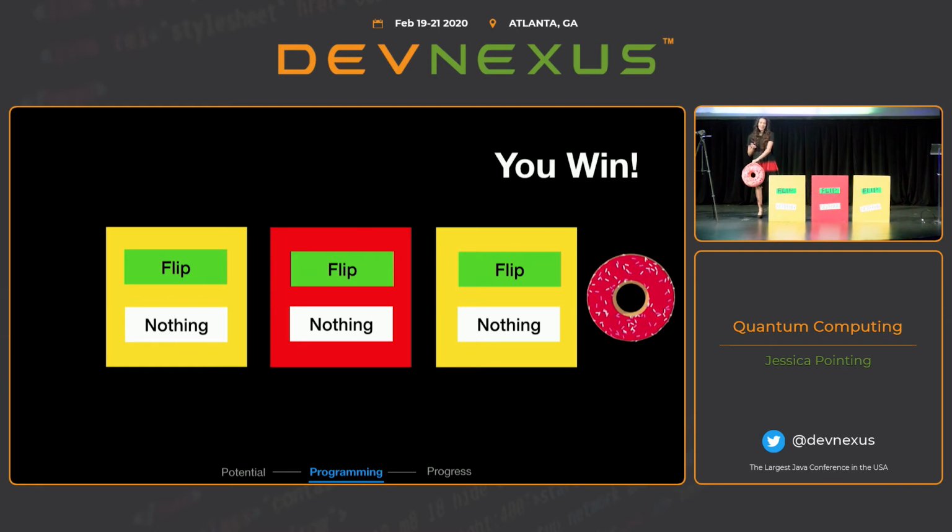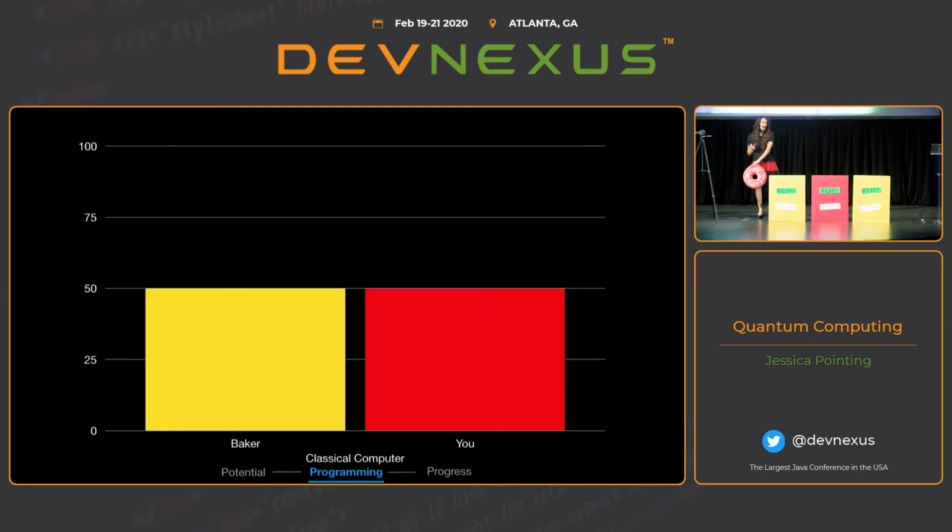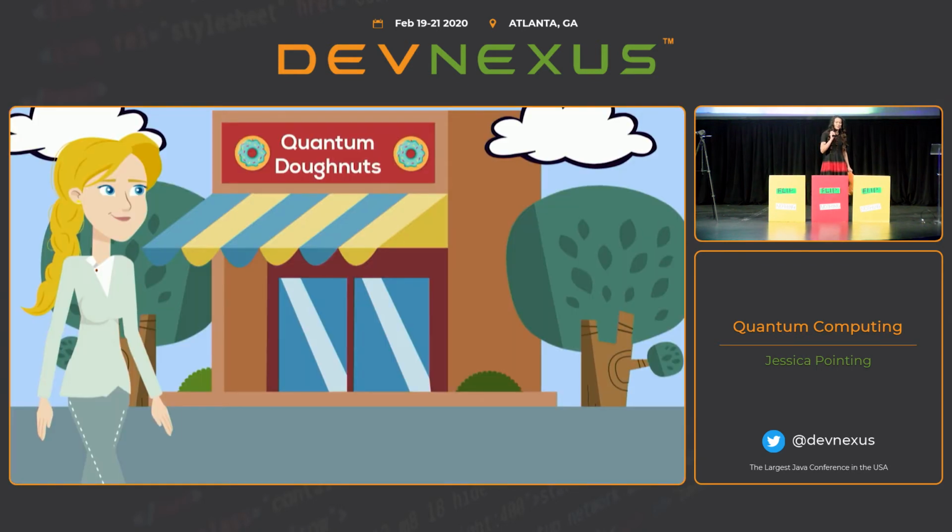So would you want to play this game? Maybe. You have basically a 50% chance of winning, right? It's kind of random. You're just flipping or not flipping. But what happens now if you go to a quantum donut shop?